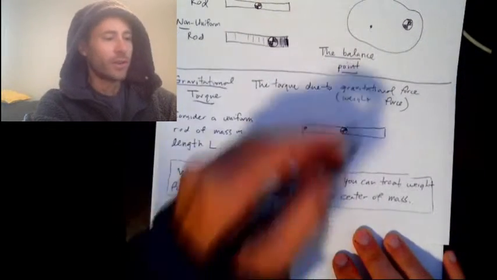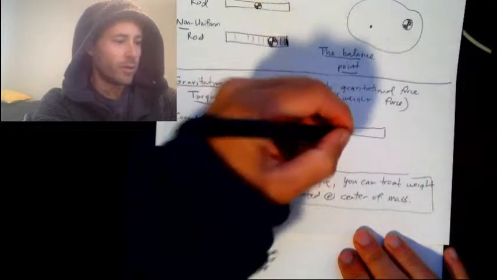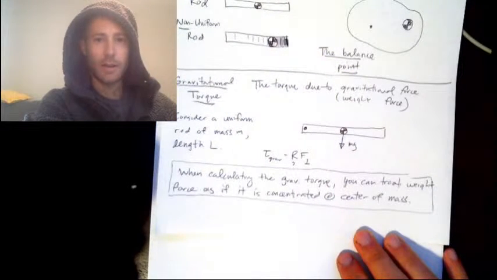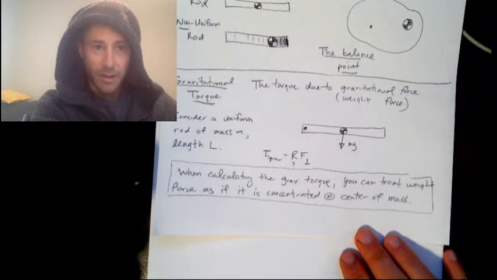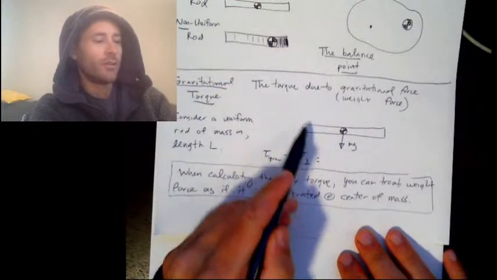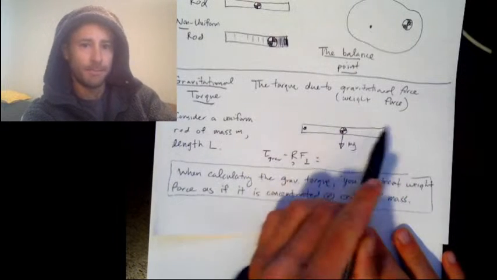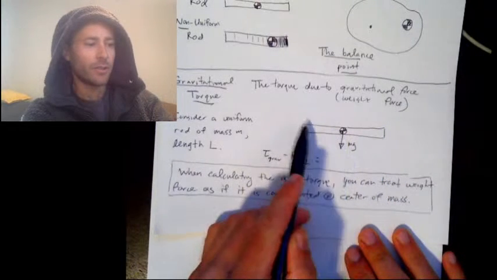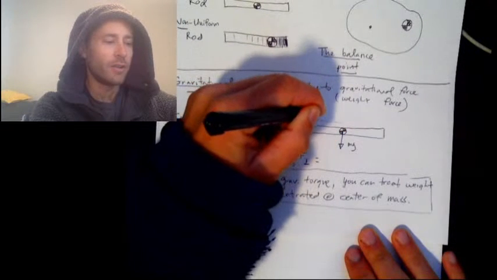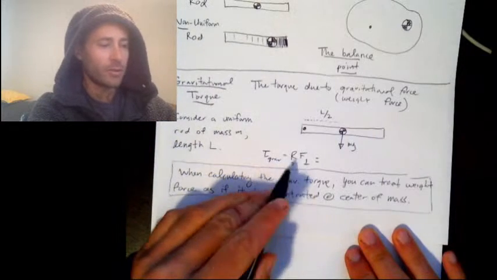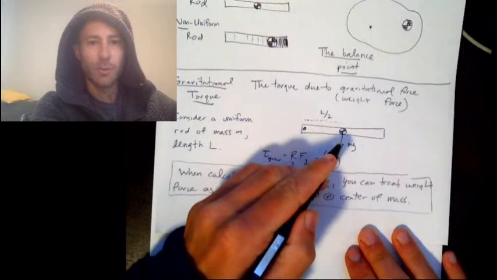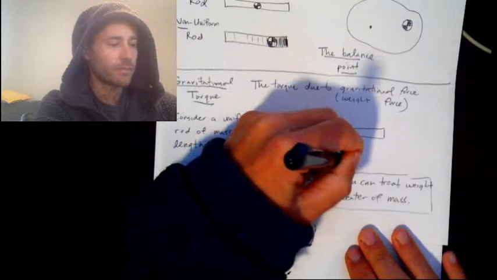Okay, so I know the center of mass is here, so I can put the weight force, which is mg, right there at that location. Notice that that then allows me to figure out what the R value is. Because the total length is L, and the center of mass is here, the distance from the pivot to the center of mass is L over 2. So the R value I would use in this case is L over 2, and the size of the force is mg, because it's the weight force.